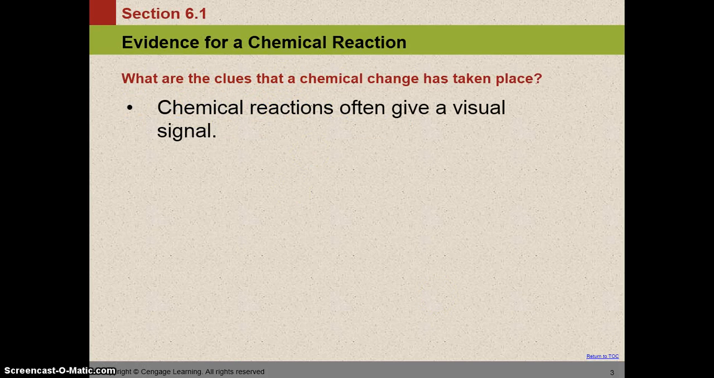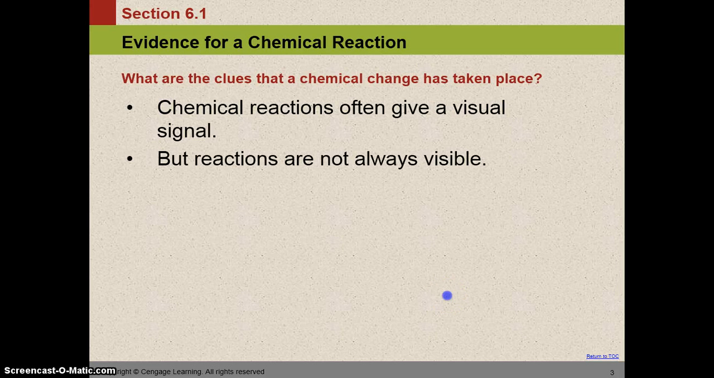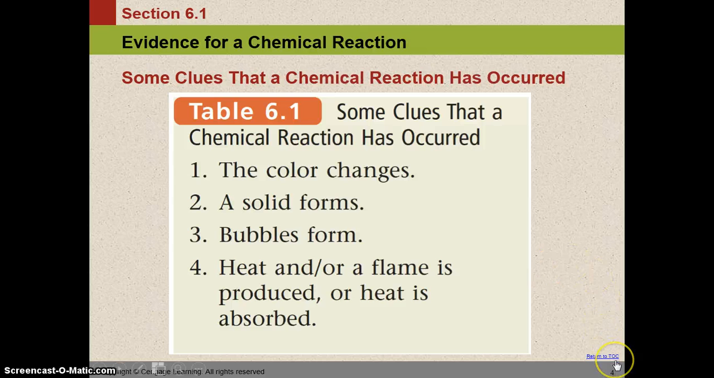Chemical equations and reactions often give a visual signal, but the reactions are not always visible. So some of the things we're going to look for as to whether a chemical reaction has actually occurred or not are color changes, the formation of a solid, which is called a precipitate, the formation of bubbles, which is the formation of a gas, and heat and/or flame produced or heat absorbed.